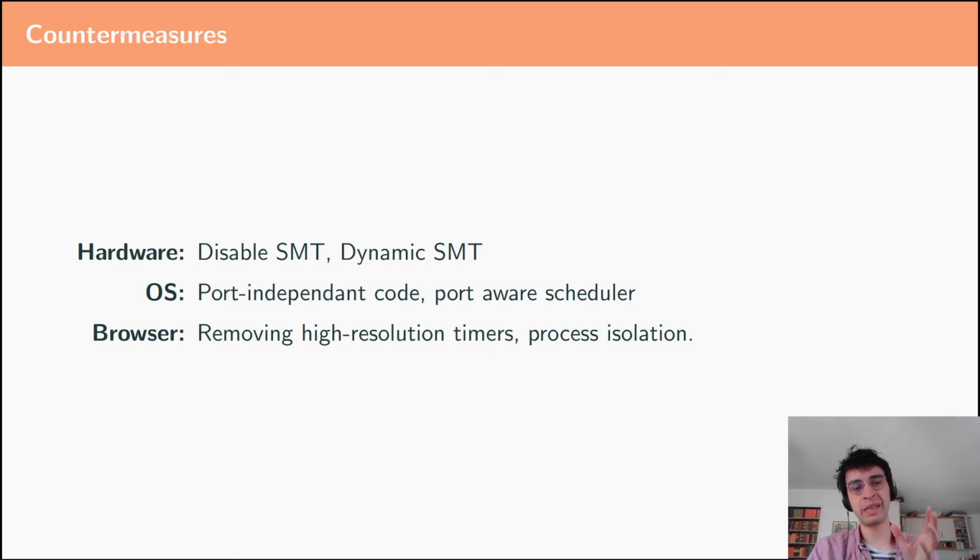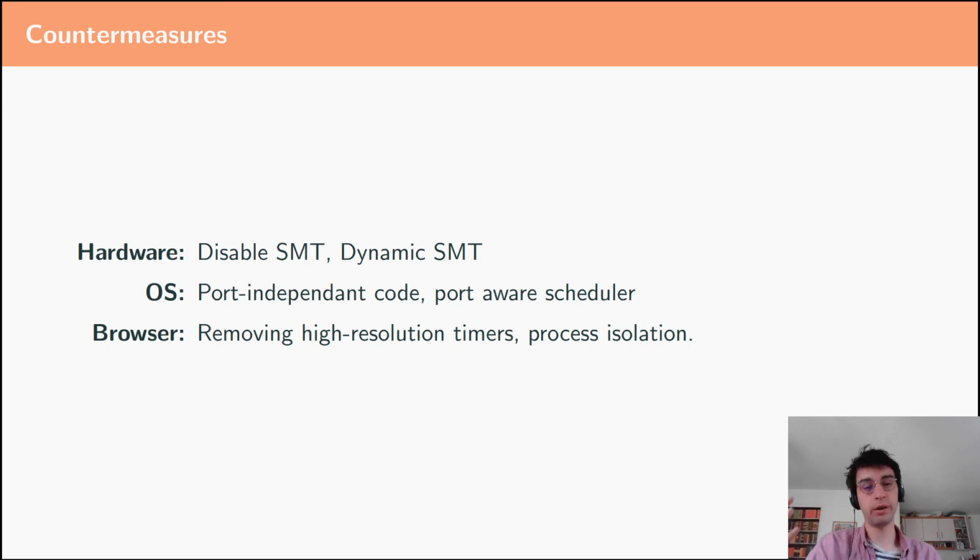At the OS level, some academics have mentioned port-independent code, meaning that the port usage of the victim does not depend on the secret, but it's not really scalable, as we have to modify all the code base previously existing. Another solution would be a port-aware scheduler, meaning that the OS scheduler does not put untrusted processes on the same physical core as critical sensitive computation.